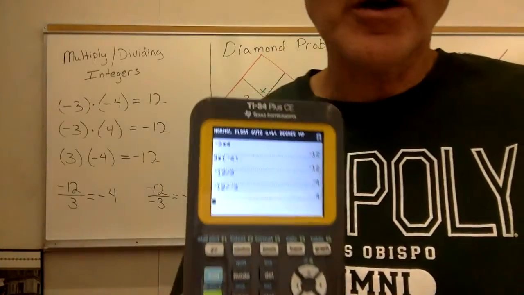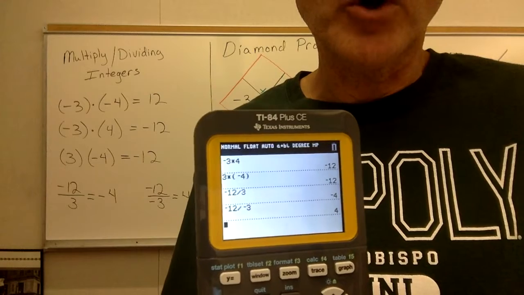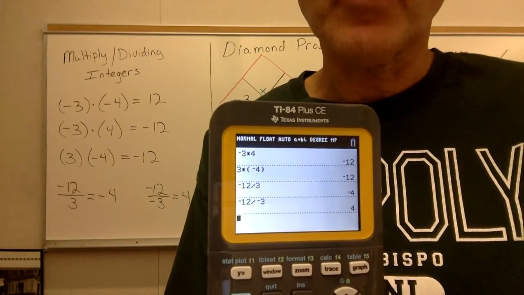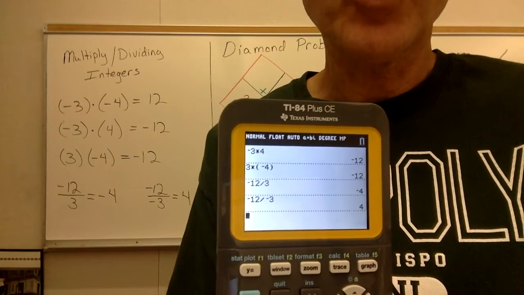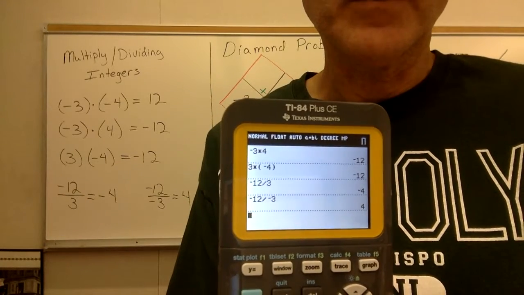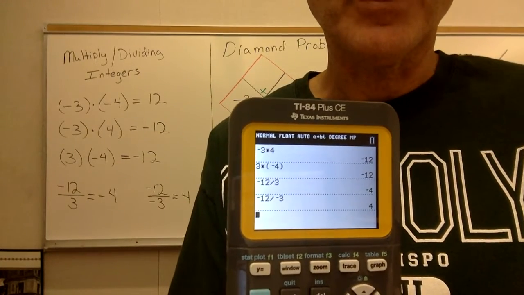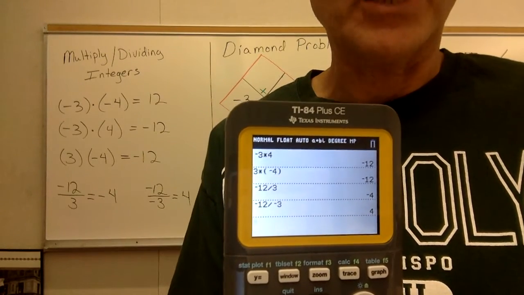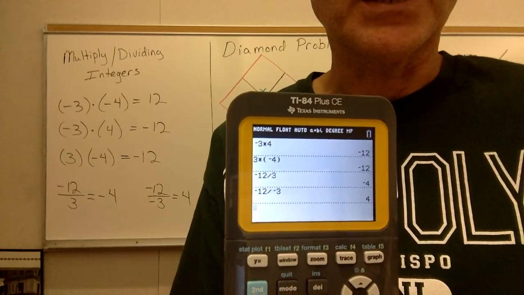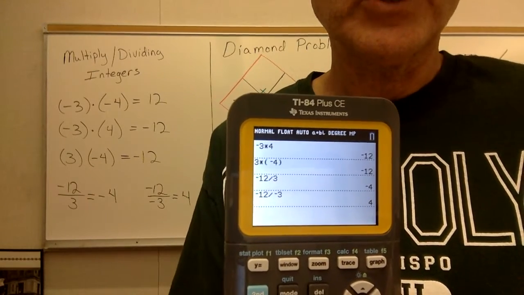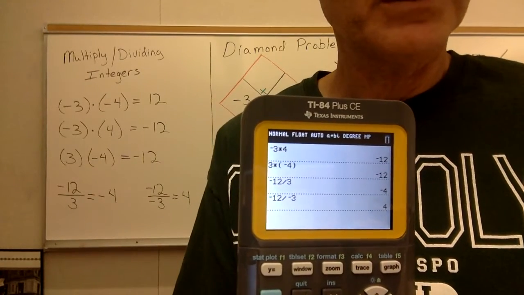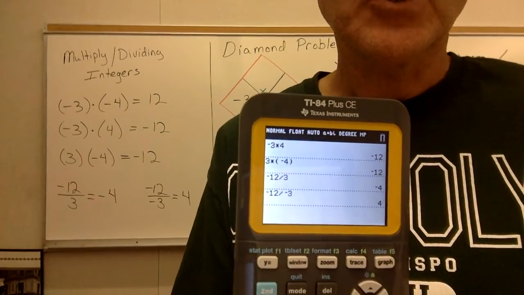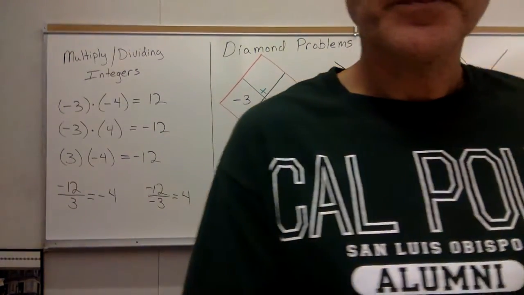Okay, so here are the problems I put on the board. Negative 3 times 4, 3 times negative 4. They both give you negative 12. And then I got the division there. And with this calculator, when I type in division, it does make it look like a fraction, which is another thing that kids don't understand, that division and fractions are pretty much the same math. So I hope that made sense. So let's take a look at these diamond problems.